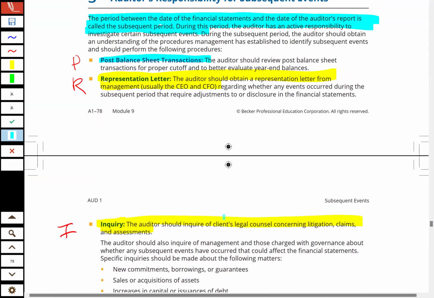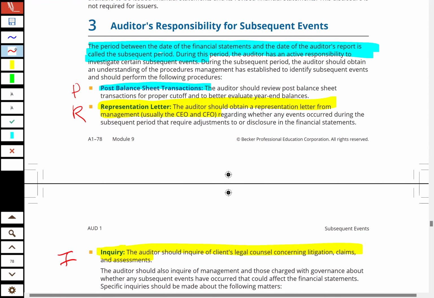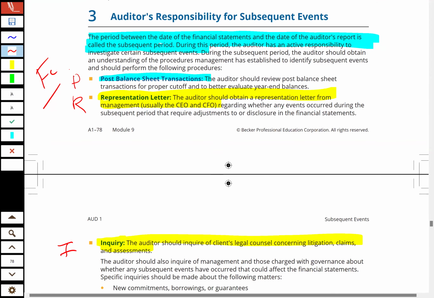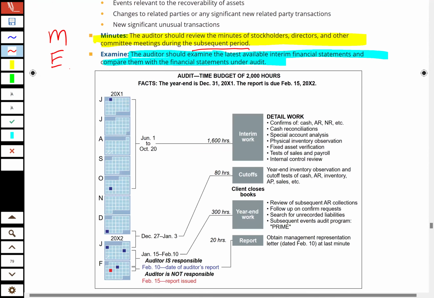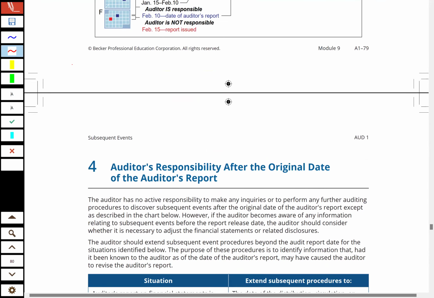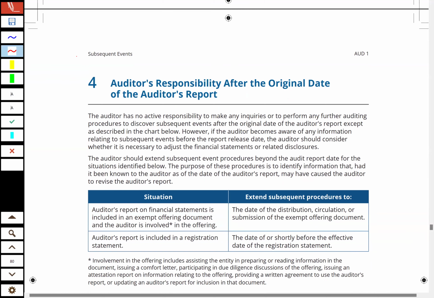Okay, all right, so flashcard what the auditor does in those circumstances. Okay, all right, good. So let's come over and take a look at the auditor's responsibility after the report has been issued. So now our report has been issued. Do we still have some responsibility after the report has been issued?